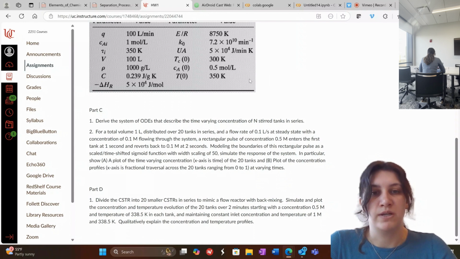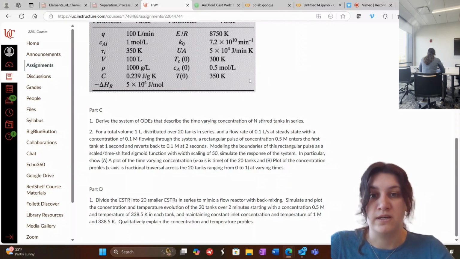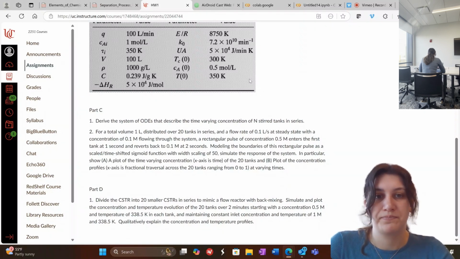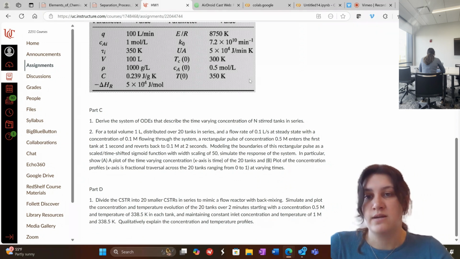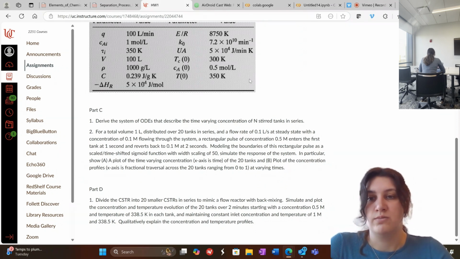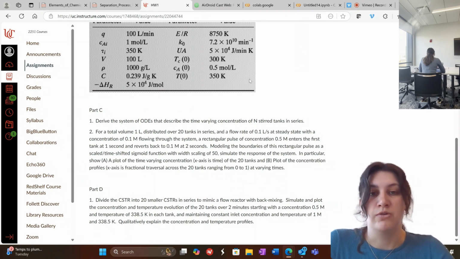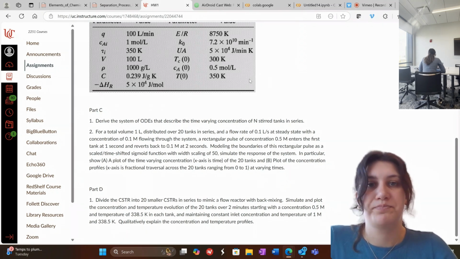Modeling the boundaries of this rectangular pulse as a scaled, time-shifted sigmoid function with width scaling of 50, simulate the response of the system. In particular, show A, a plot of the time-varying concentration, just x-axis is time, of the 20 tanks, and B, plot the concentration profiles, which is x-axis is the fractional traversal across the 20 tanks ranging from 0 to 1 at varying times.